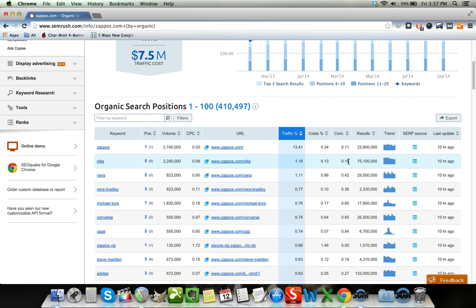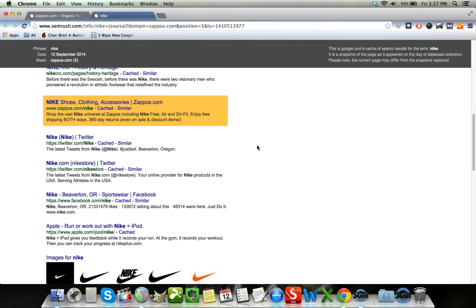Results, 75.1 million. That means that Google has indexed 75 million pages for the keyword Nike. The last update was 10 hours ago, and if you click on the SERP source, you can see exactly how the page looked at the time of collection. And there you go, there's Zappos.